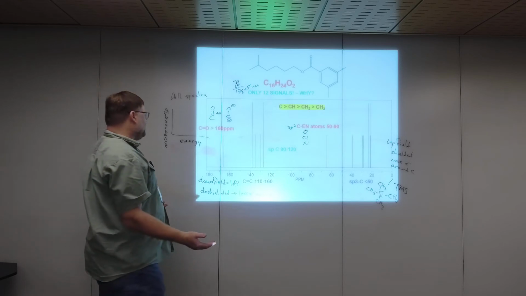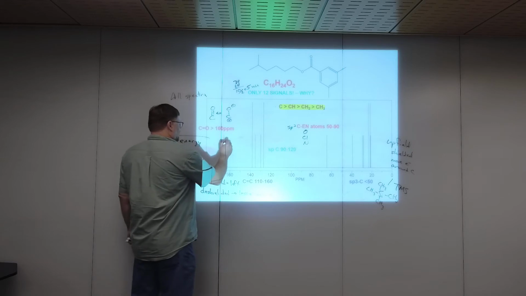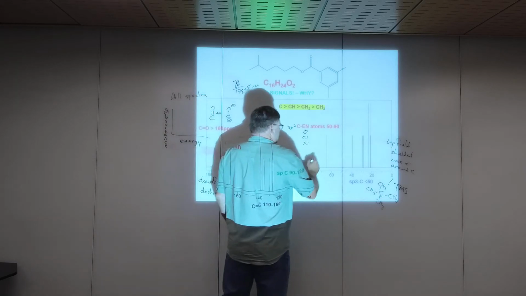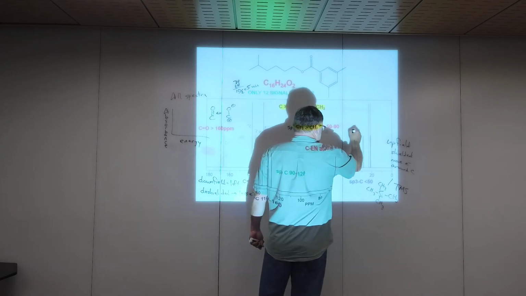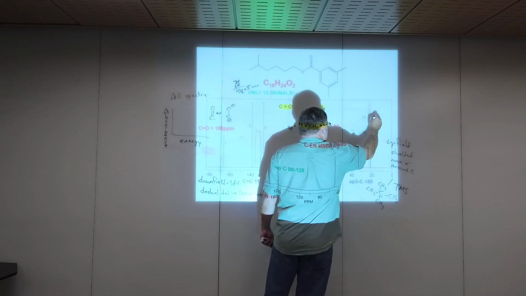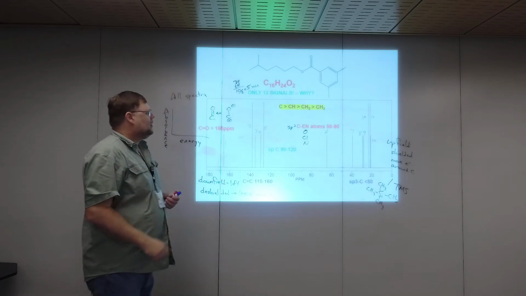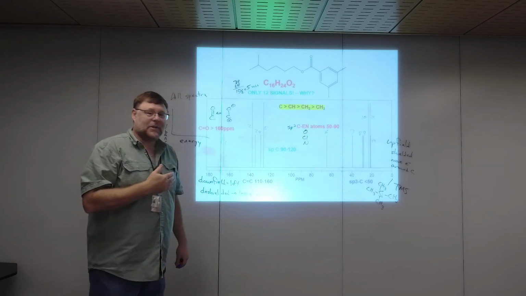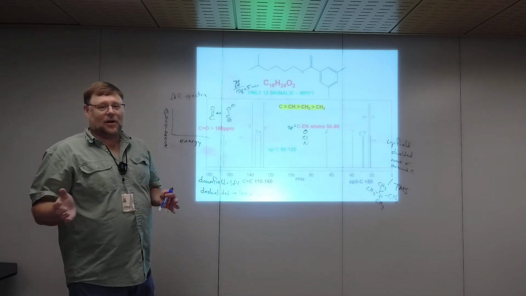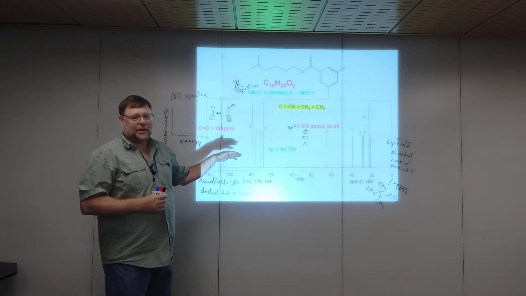There's only 12 signals. Let's put a number by them. 1, 2, 3, 4, 5, 6, 7, 8, 9, 10, 11, 12. 12 signals in the C13, but there's 16 carbons in the molecule. That's no good. Actually, it's fine, all right? The number of signals is going to give us information on molecular symmetry.